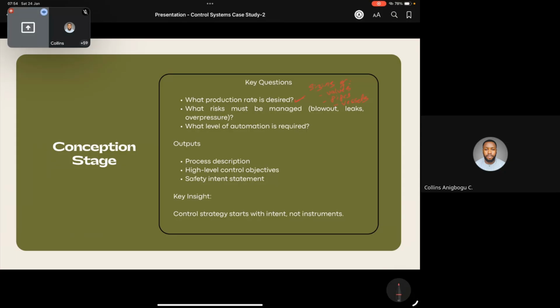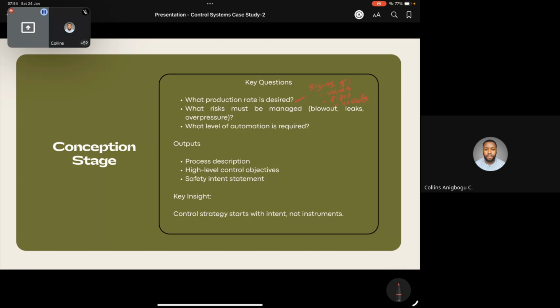So you tell the person, hey, okay, the person will tell you risk: environmental risk, human risk, economic risk, and all of those things, right? You want to prevent blowout, you want to prevent overpressure, right? And then you ask the person again, what level of automation is required? Do you want total automation? That is, you don't want any human in the loop, or you want some kind of partial automation where machines will do some, humans will do some, right?